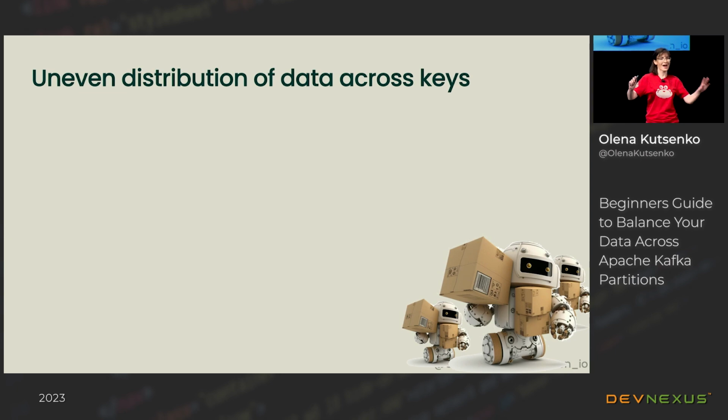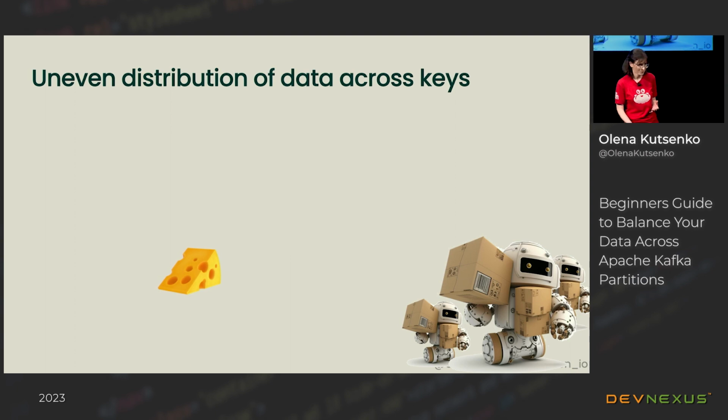Imagine you own an online shop and you are selling cheese. And you rely on an Apache Kafka topic for the purchase flow. And to keep the order of the messages correct and also to distribute the data evenly, you decided that you will be using customer ID as the key. And it all started well enough.